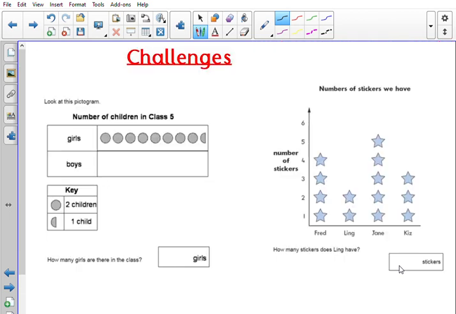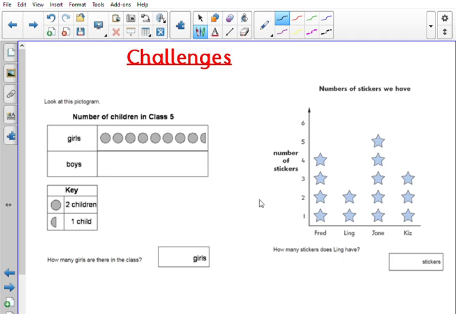Now, once you've completed your work, you have these challenges to have a look at. This one here, look at this pictogram. Number of children in class 5. We've got a pictogram representing girls, but we have an empty boys section. Okay? It says 2 children is 1 circle and 1 child is half a circle. How many girls are there in the class?